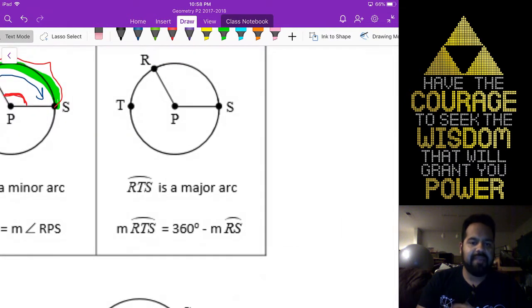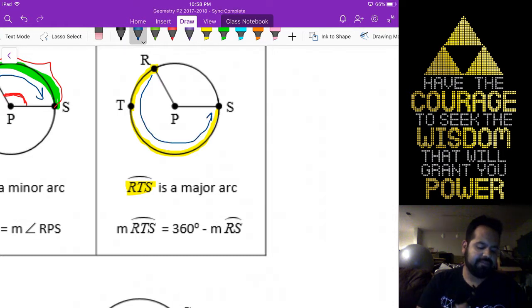And then, of course, with the major arc, because you're more than a semicircle, this also requires 3 points. The first point indicating your starting spot, the next point describing your direction, and then your last point showing you where do I end. You're going to end right there. So in this circle, I ended up going in this direction.